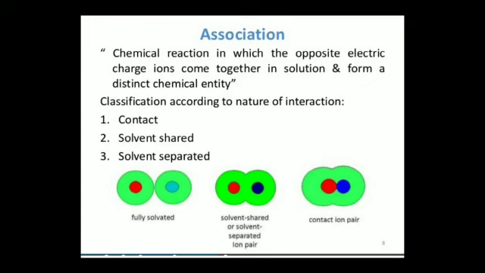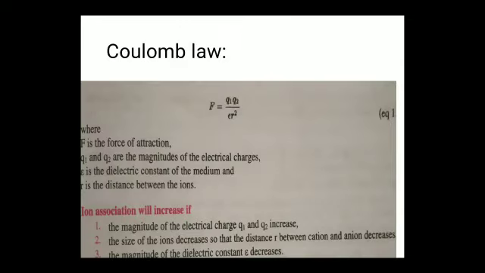Classification according to the nature of interaction: there are contact, solvent-shared and solvent-separated ion pairs. By observing the following diagram, the first is fully solvated, the second is the solvent-shared or solvent-separated ion pair, and the third is the contact ion pair. These are the three types of association that occur between two oppositely charged ions in a solution. This behavior can be explained by using Coulomb's law.